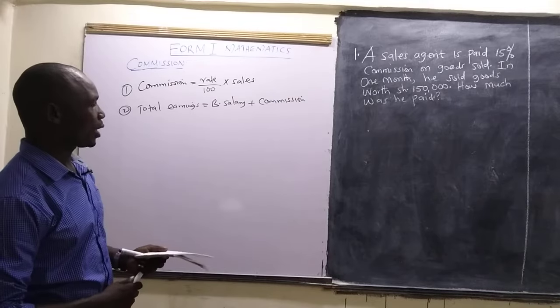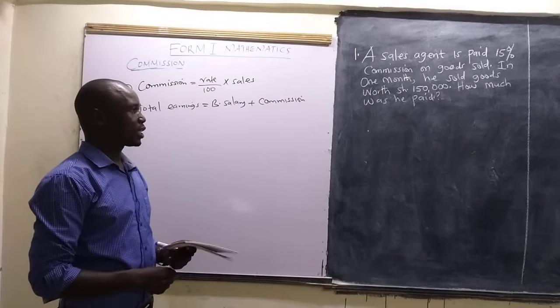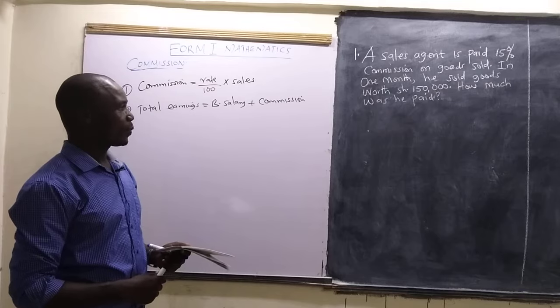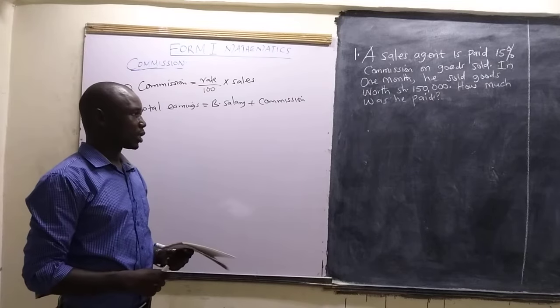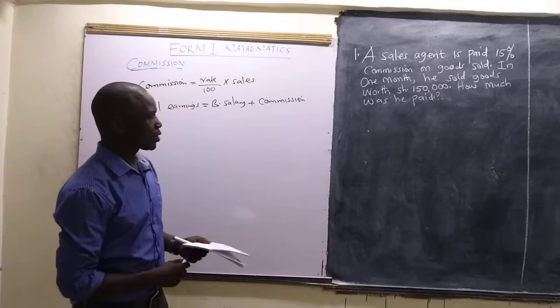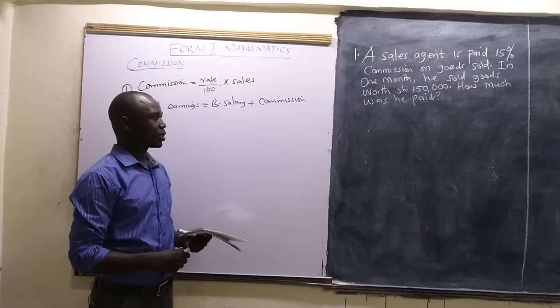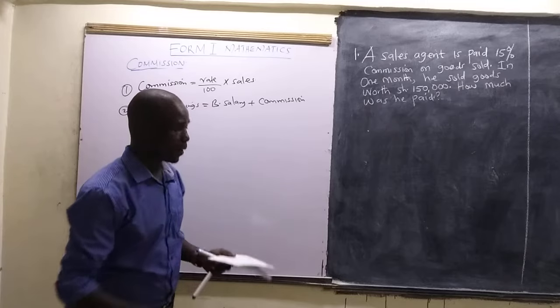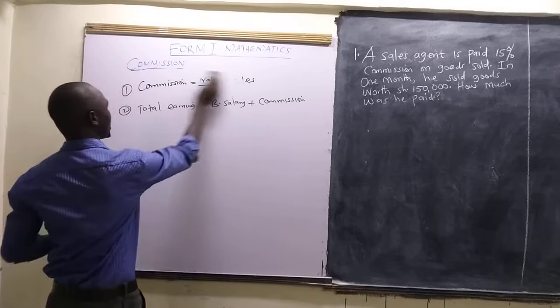Going to our question number 1: a sales agent is paid 15% commission on goods sold. In 1 month, he sold goods worth 150,000 shillings. How much was he paid? Let us look at that question.